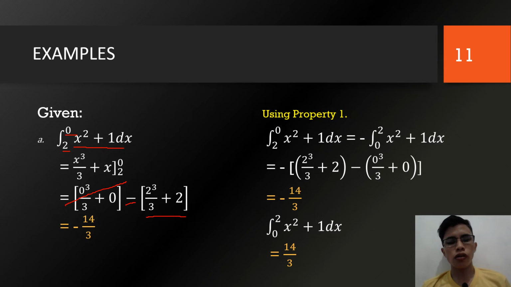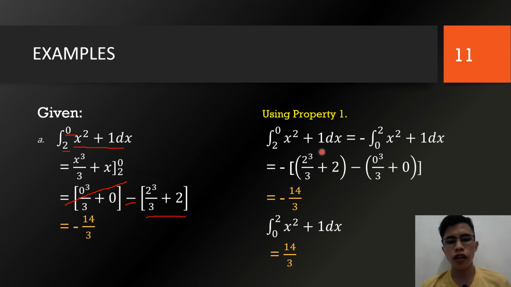So if we're going to apply property number one here, magiging negative siya, interchange natin yung value of the upper and the lower limit, which is 2 to 0, so therefore magiging 0 to 2 na siya if we're going to use negative.